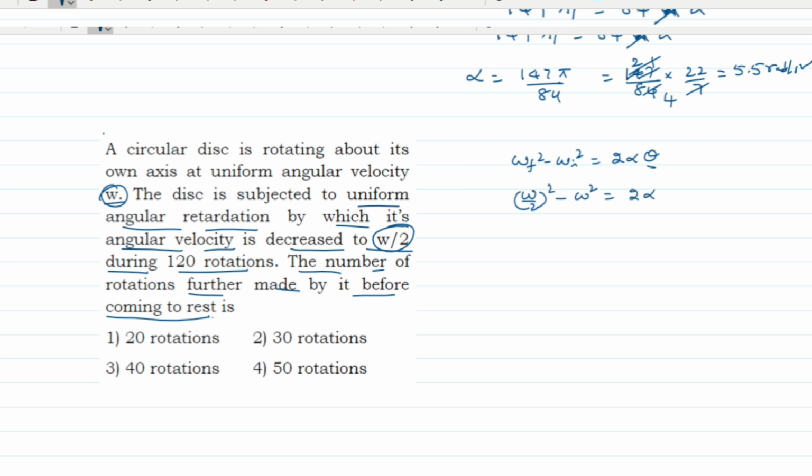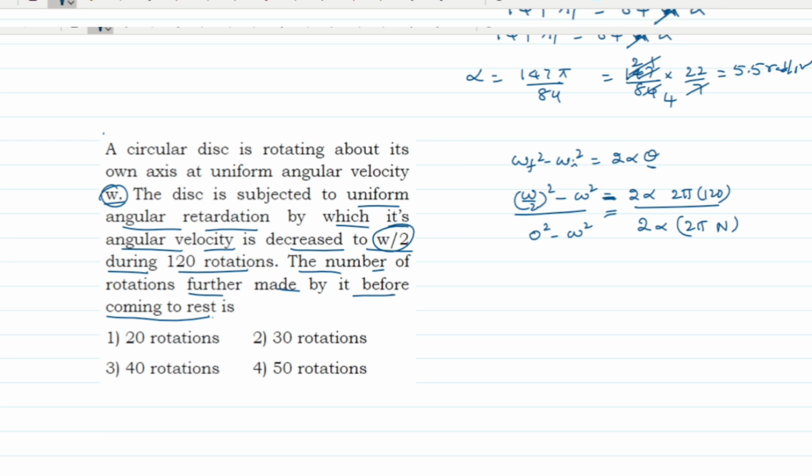Here 120 rotations are completed, so theta is 2 pi into 120. Whereas in the second case, it comes to rest. The number of rotations further it makes before it comes to rest, so the final angular velocity is taken as 0. The initial angular velocity is omega square, which equals 2 into alpha into 2 pi into n, where instead of theta we take n.